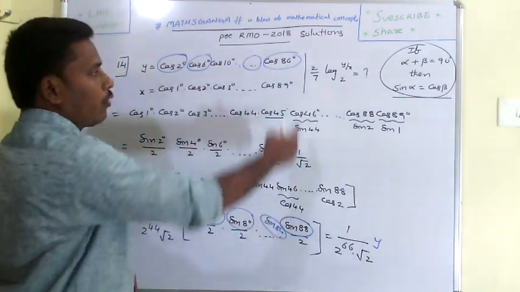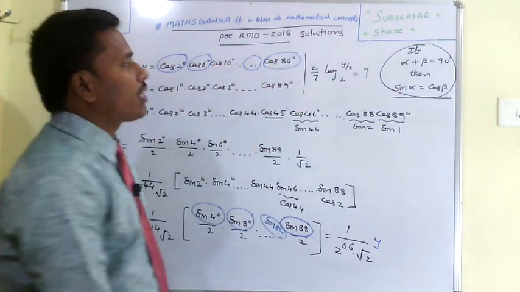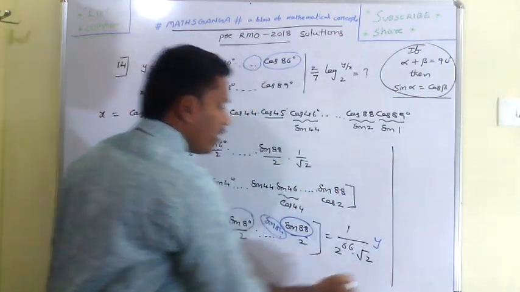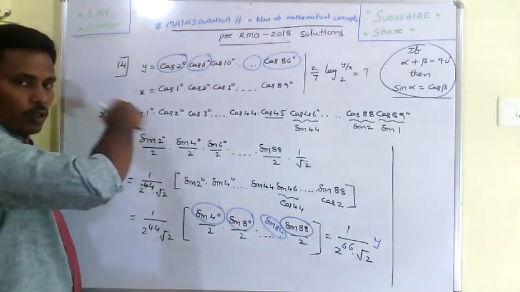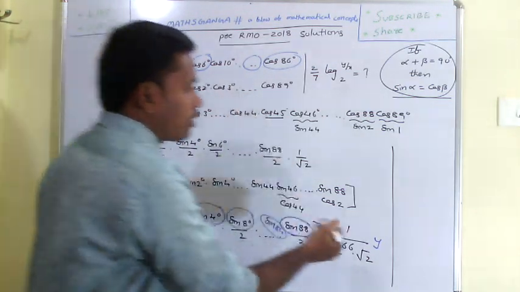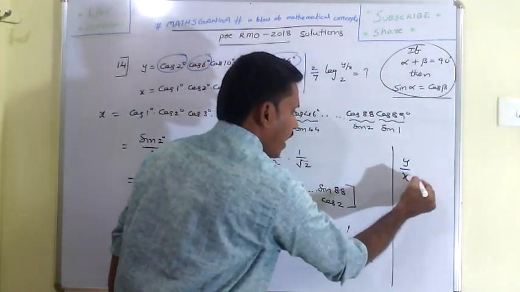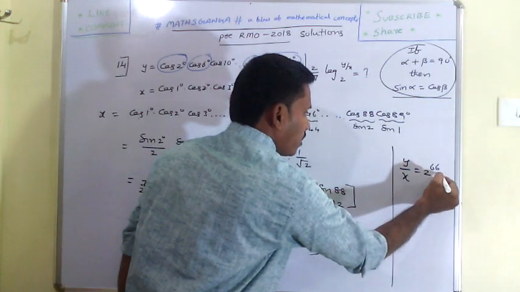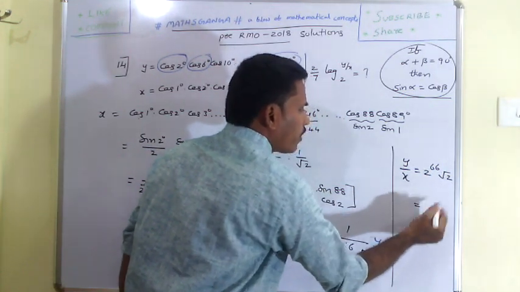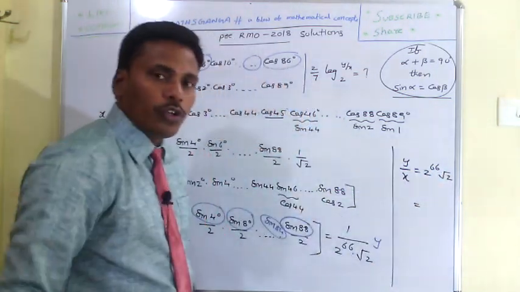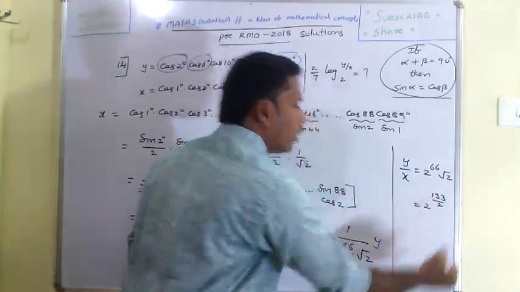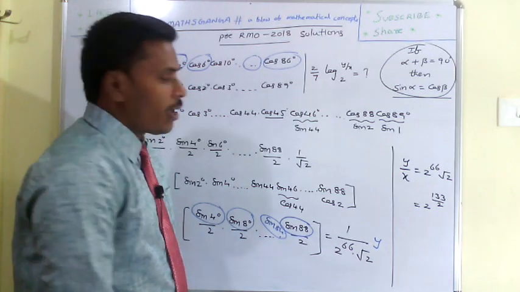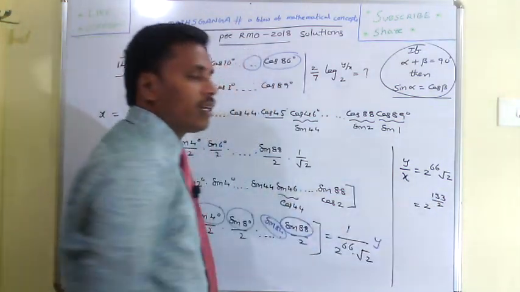So what am I going to calculate? I need to calculate this 2 by 7 log y by x. But what I have here, this x is equals to 1 by 2 power 66 root 2 into y. So send this x that side and the value that side. From that I have that y by x is equals to 2 power 66 root 2. Root 2 is 2 power 1 by 2, and if you add the powers, you have 2 power 133 by 2. Okay, fine. Y by x is 2 power 133 by 2.